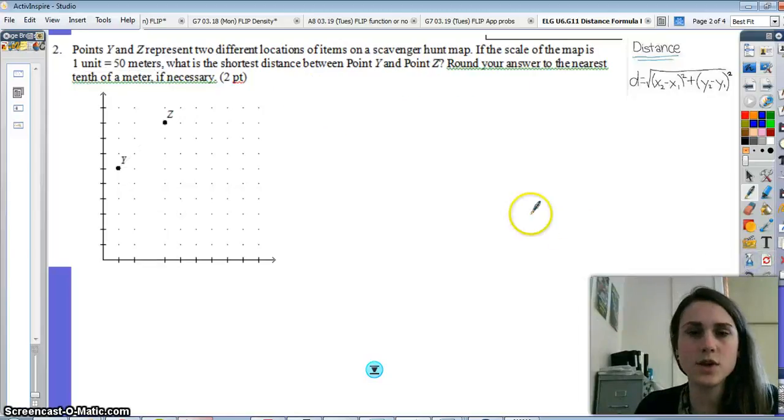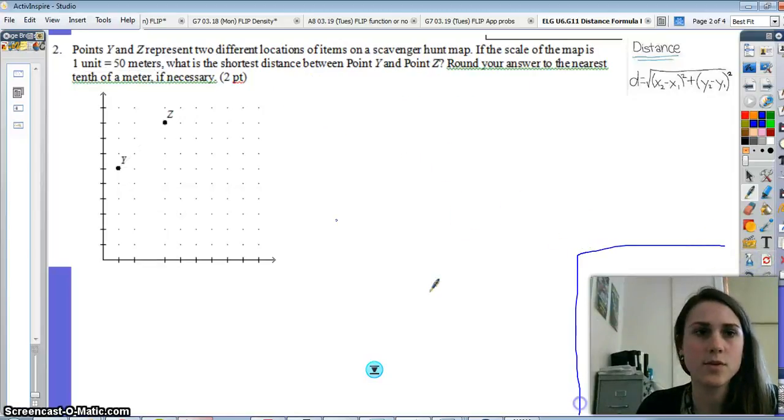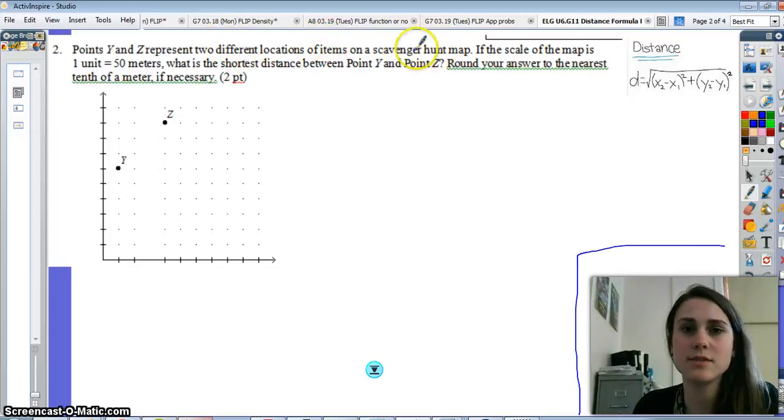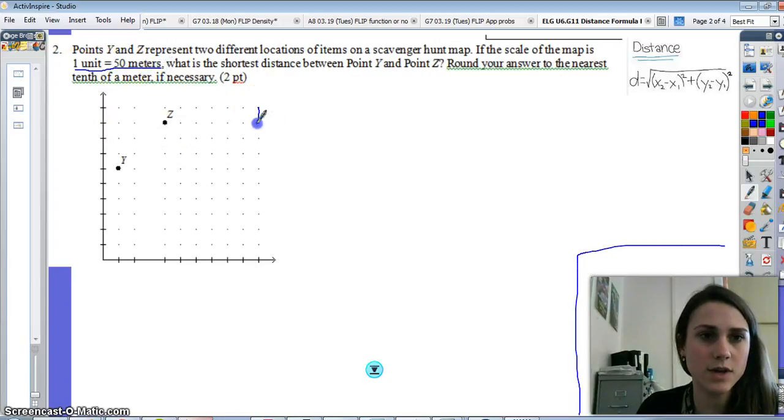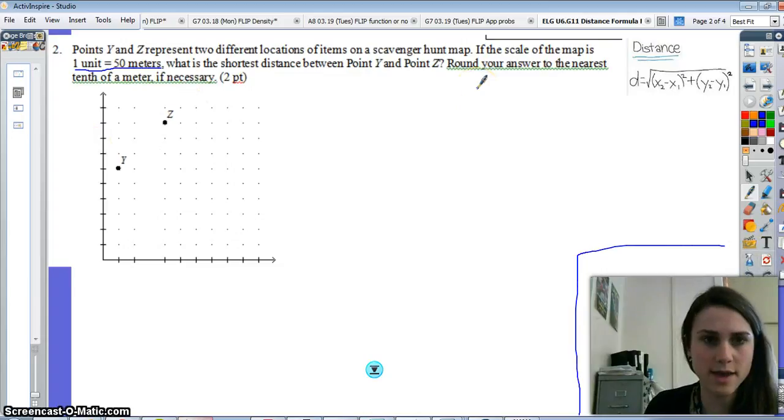Good morning! So this problem says points Y and Z represent two different locations of items on a scavenger hunt map. If the scale of the map is 1 unit equals 50 meters, so that's the distance between two dots, that's 50 meters, what is the shortest distance between point Y and point Z?